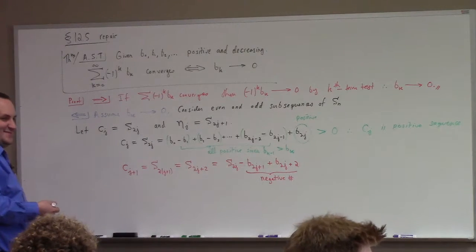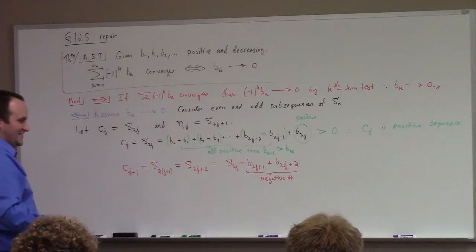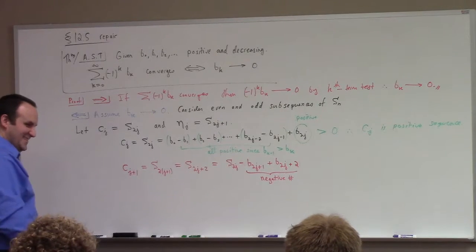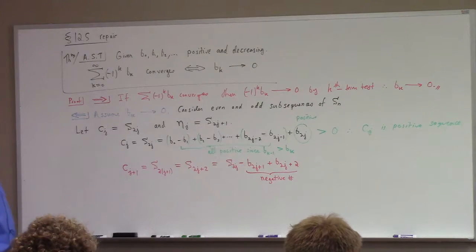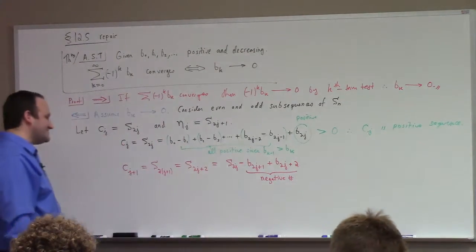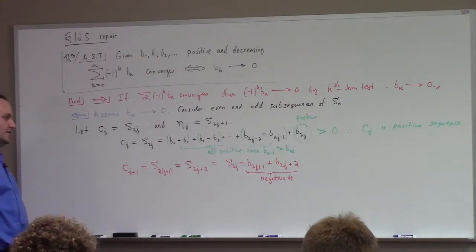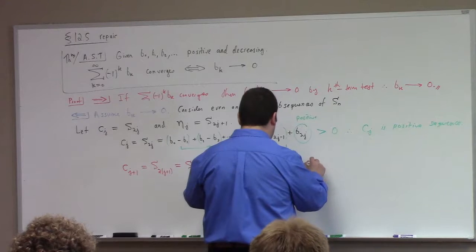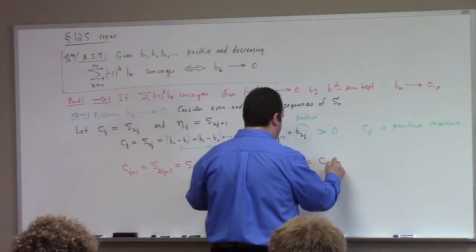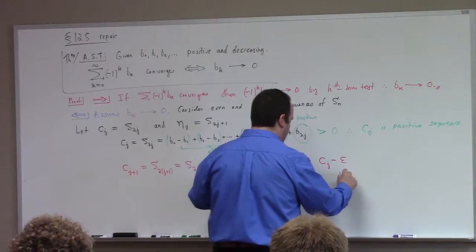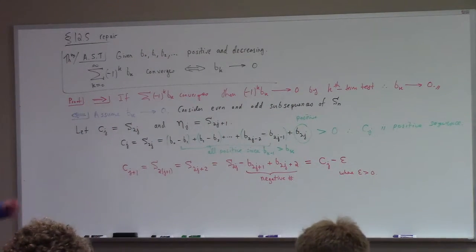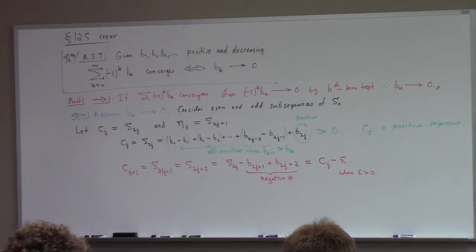That is a number. This sharp nonsense you're talking about, and this hashtag thing you're talking about, has no place in this room. No, sharp is fine. I'll accept the sharp. Let's see here. What do we got? Okay, so what this is equal to is Cj minus, let's say, epsilon, where epsilon is greater than 0. Epsilon is just some number, or hashtag.